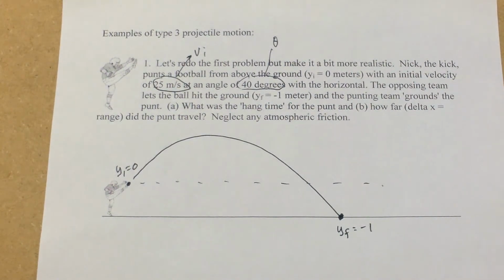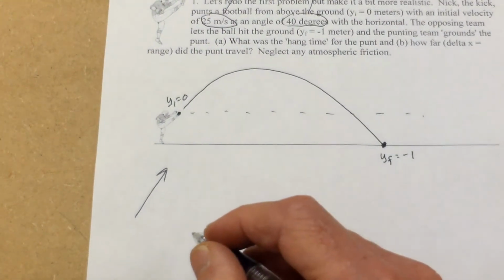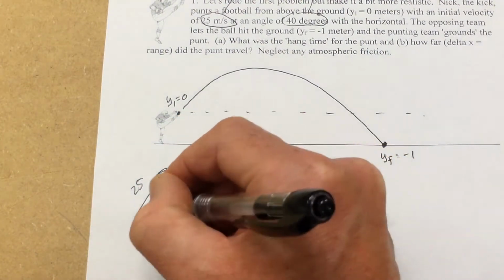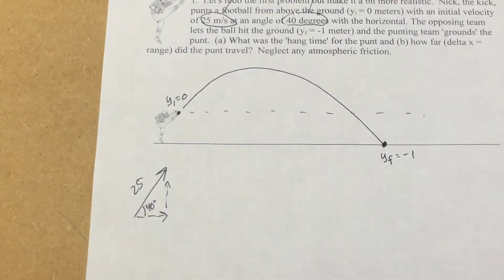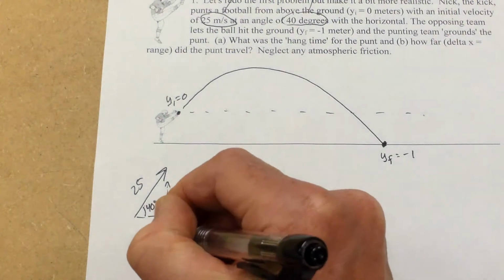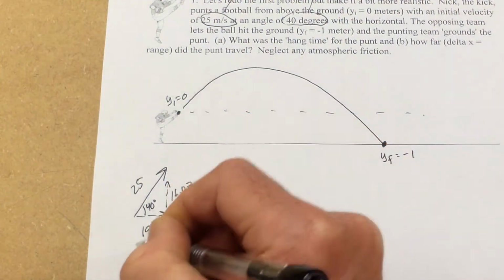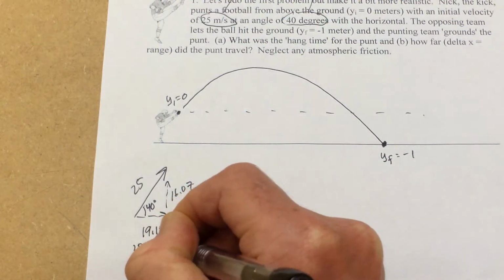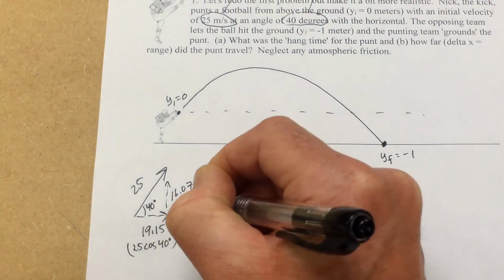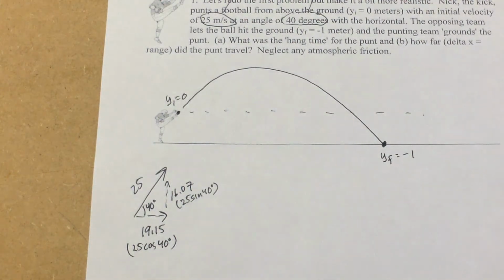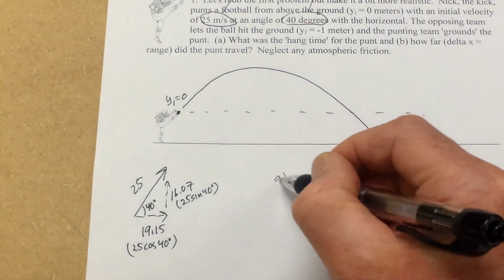Again, we always start off with the initial velocity triangle. Our VI is 25 and we have the same angle as before, 40 degrees. In fact, we can take those two numbers right off of page 6. This will be 19.15, and this will be 16.07. We got this by taking 25 times the cosine of 40, and 25 times the sine of 40. Let's look at the hang time first.